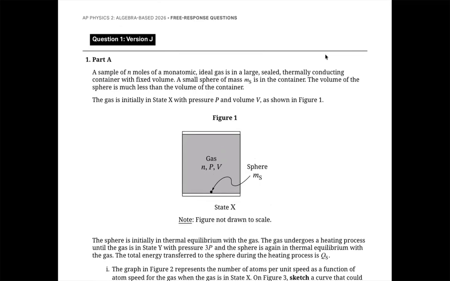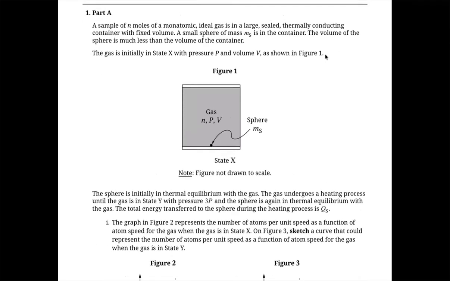This is question 1 on the 2026 AP Physics 2 exam on the free response section. So looking through question 1, we have a sample of n moles of an ideal gas in a large sealed container with a fixed volume, and then a small sphere of mass m sub s is in the container, and the volume of the sphere is much less than the volume of the container.